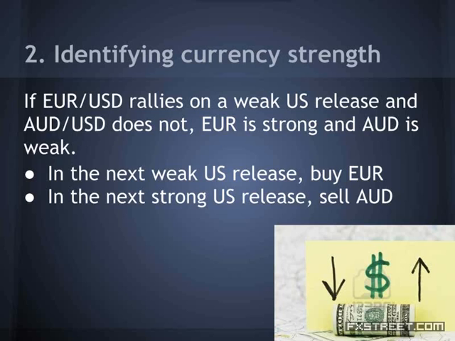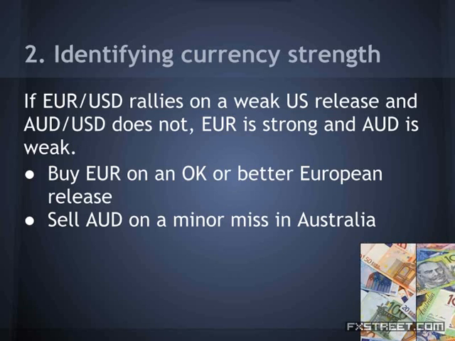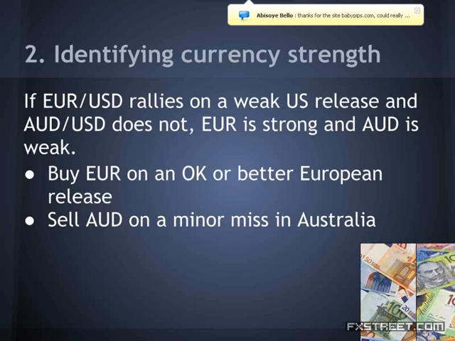And here we have the other example. It's just a mirror of what I said just now. If the euro-dollar rallies on a weak US release and the Australian does not, that's what I said before. So we can use the same information also on the individual currencies.